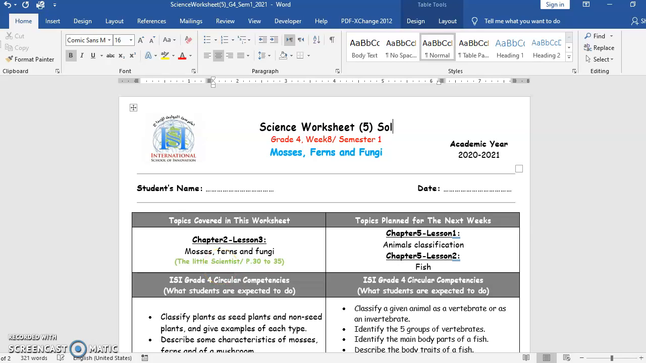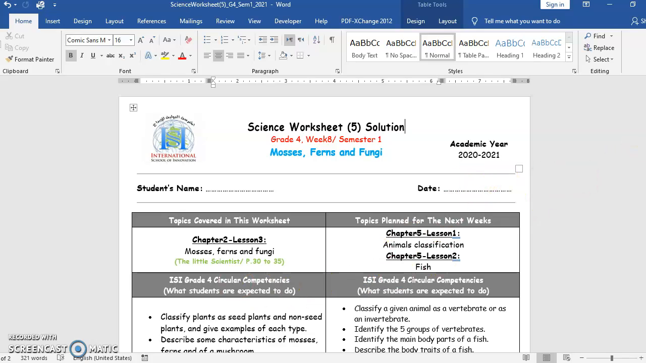So this will be the solution of the science worksheet number 5 talking about non-seed plants and fungi. So mosses, fungi and ferns reproduce by making spores. The main difference between mosses, ferns and fungi is that fungi aren't plants.